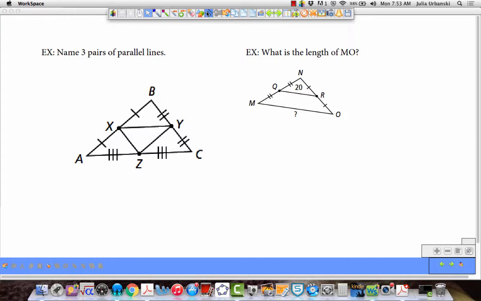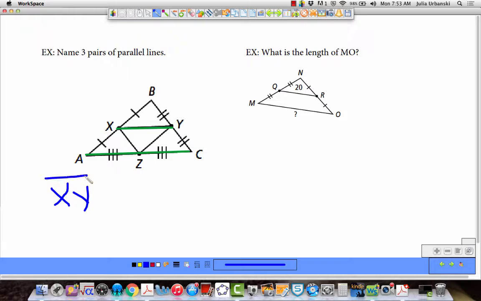For that one, which segment would that be parallel to? It can't be the two that it touches. Which segment is it parallel to? AC. So we're going to say that XY is parallel to AC. You could also say AZ or ZC because two letters can name the whole line.